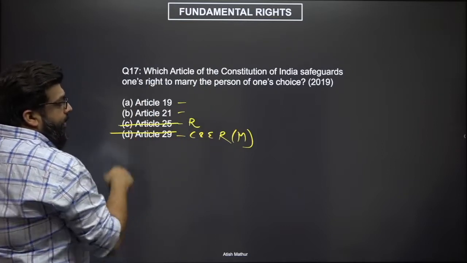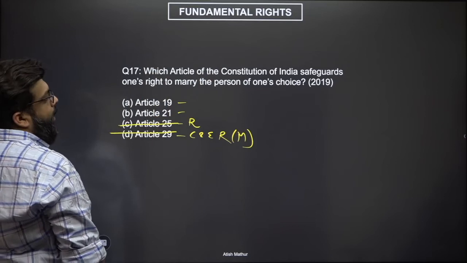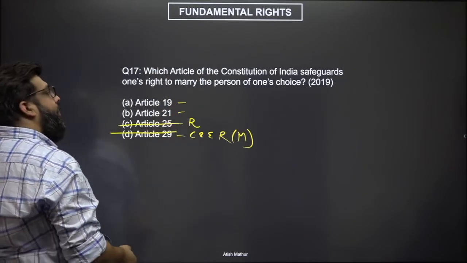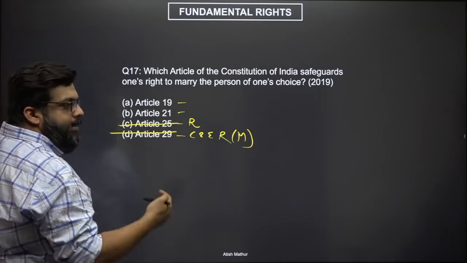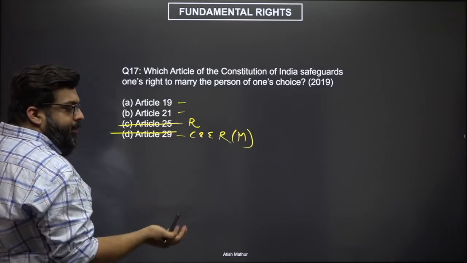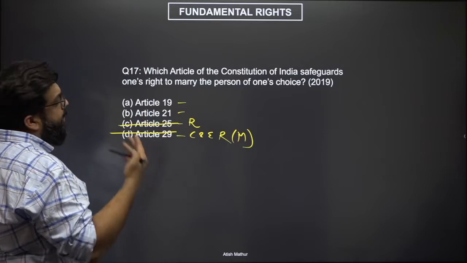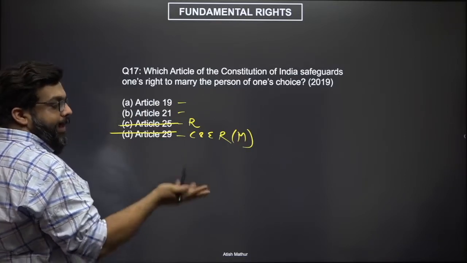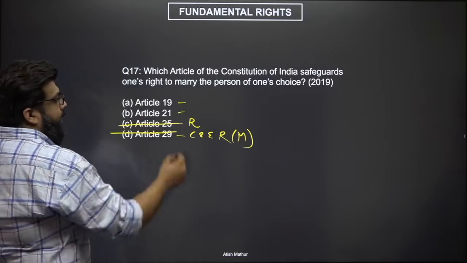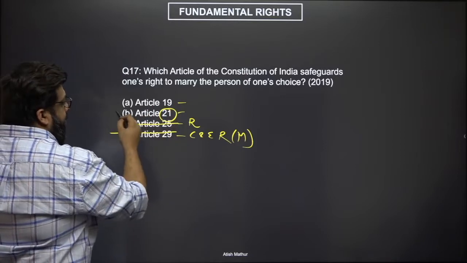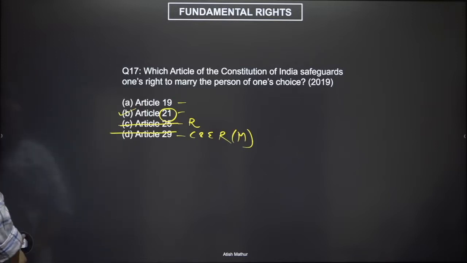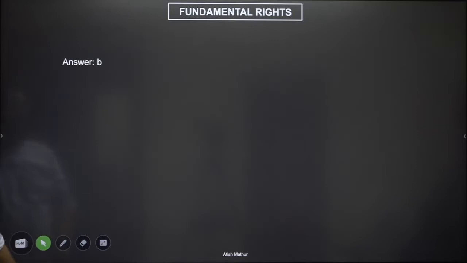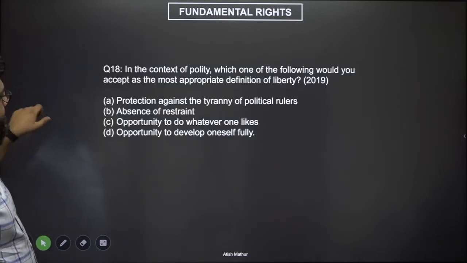Article 19 and 21 can be a conflict. Article 19 is the freedom to express yourself. Article 21 is the freedom to life and liberty. If you're not allowed to marry as per your own choice, then your liberty seems to be taken away. Your life may seem to be incomplete. This seems to be more overwhelming than Article 19. Therefore, option B, Article 21 is your correct option. Okay, there you go.